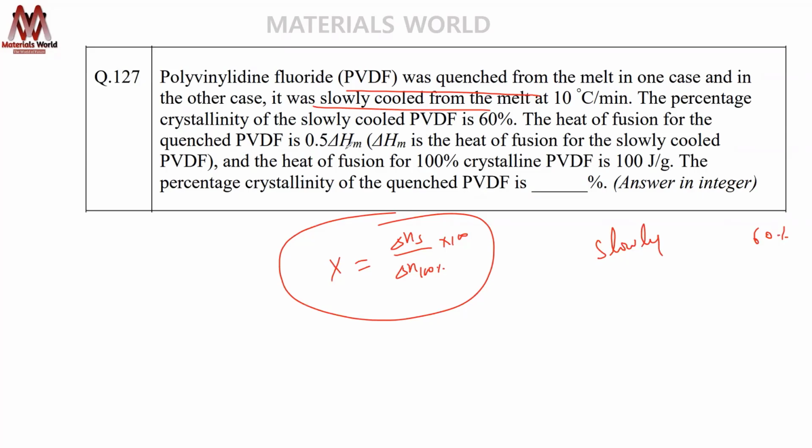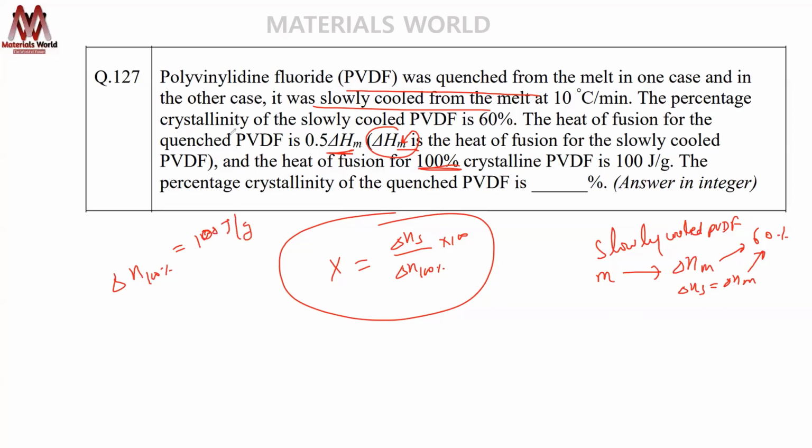and the heat of fusion for the slowly cooled one is delta Hm. Let's use the m subscript for slowly cooled. So for slowly cooled PVDF, the enthalpy of the sample is delta Hm and crystallinity is 60%. Right? And now if you see here, the heat of fusion for 100% crystalline PVDF is also given, delta H 100 is 100 joule per gram.